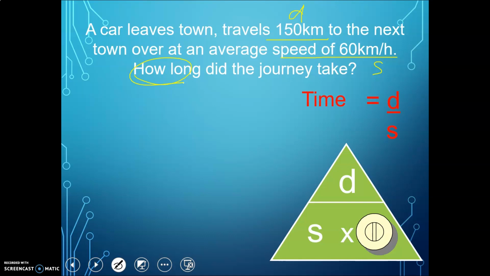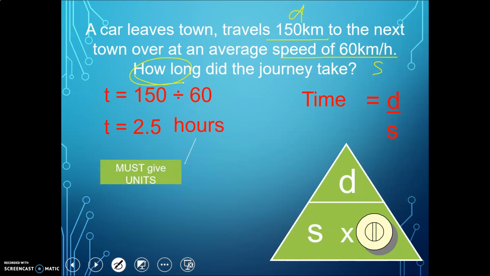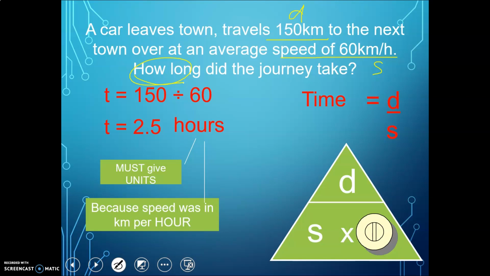So our distance was 150, our speed was 60 kilometers per hour. So once we do 150 divided by 60, we'll get 2.5. All right, our units for that is going to be hours because the speed was in kilometers per hour. So it's in hours.